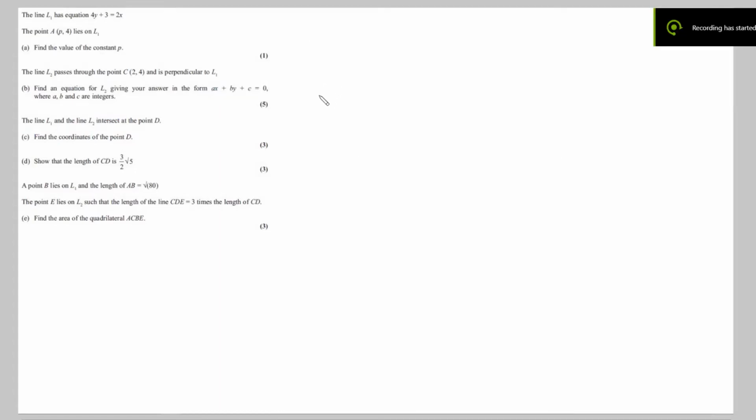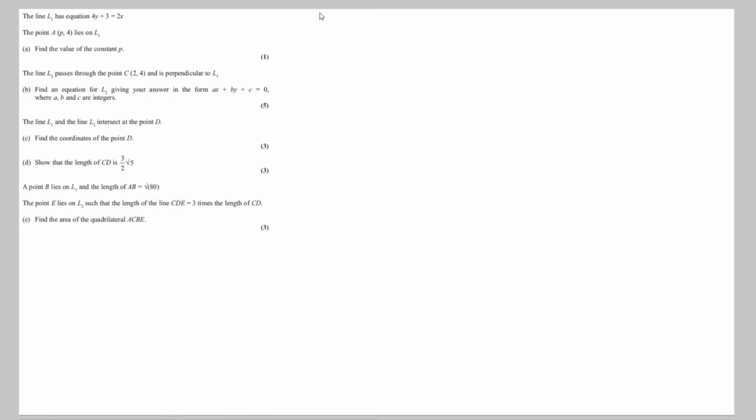Okay, so then part D is quite simple actually. We want to find the length of CD, and it actually gives us the answer so we can know if we're right or wrong. So CD should be 3 over 2 times the square root of 5. Alright, so we are given C in this part of the question here. It's 2, 4. And we worked out D from the previous question as being 7 over 2, 1.